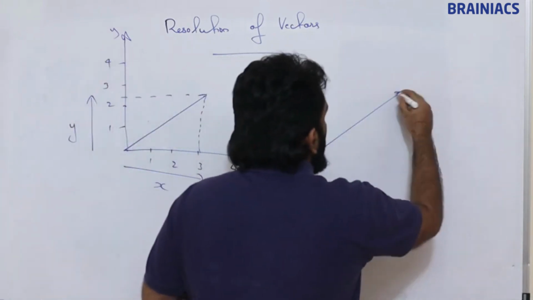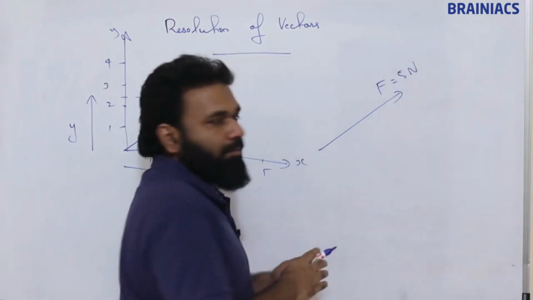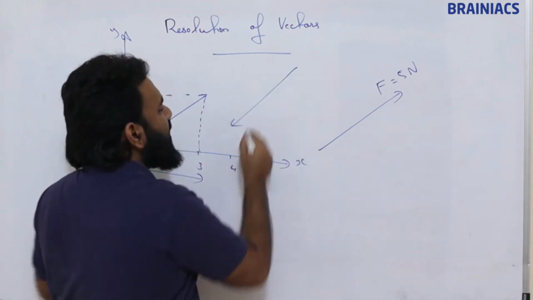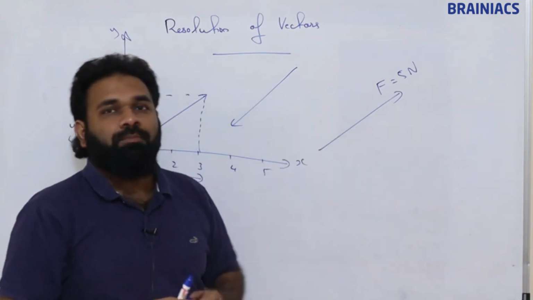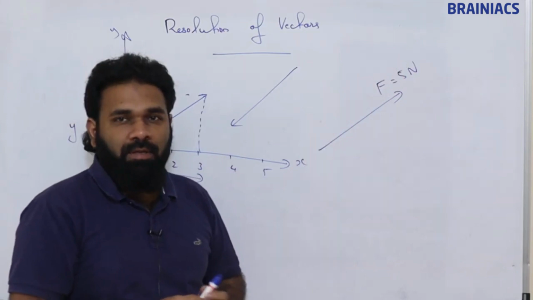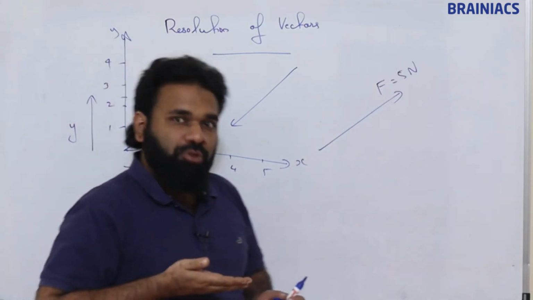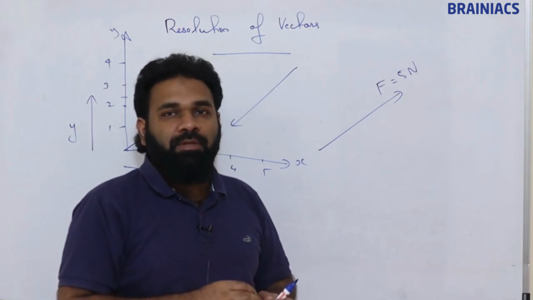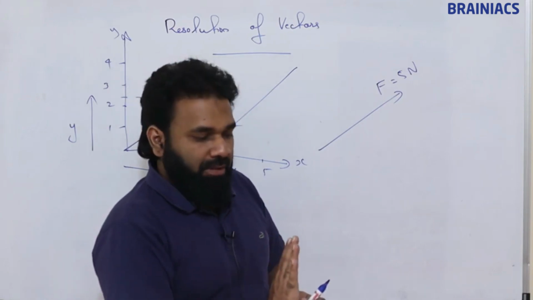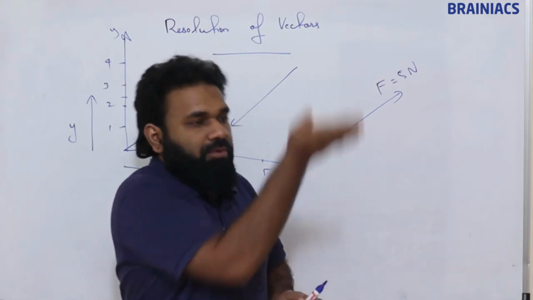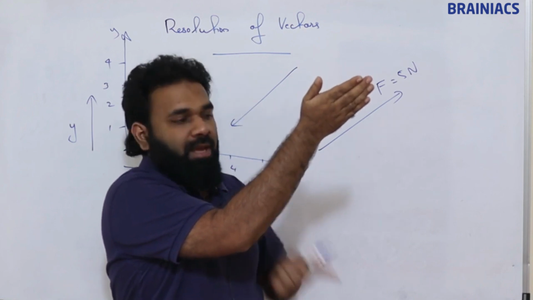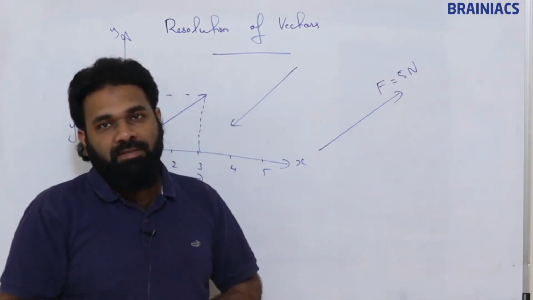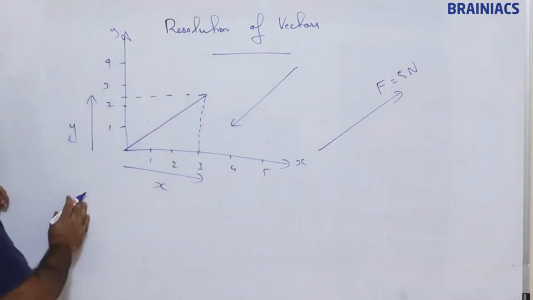Same way, if a force of 5 newton, suppose if we are pushing or if we are pulling, the arrow will be in this direction. If we are pushing, the arrow will be in that direction. So when we apply force in that direction, some component or a part of the force is actually acting in x direction, and a part is actually acting in y direction also. So that depends on the angle. Suppose if we are trying to move something almost in this direction, this y component will be more, x component will be less. Suppose if you are pushing more in that direction, x component will be more and y component will be less. So this is what is resolution of vectors.